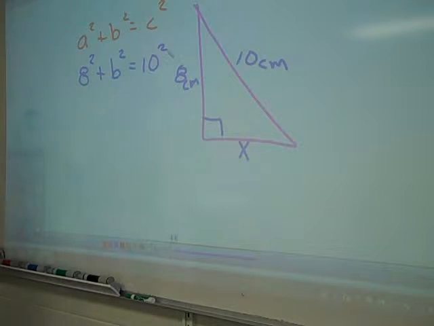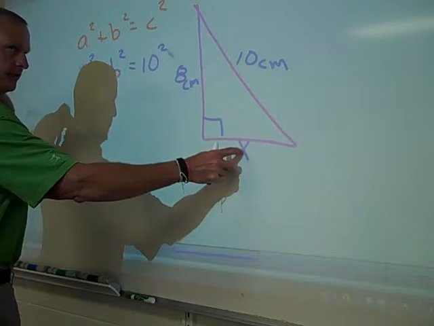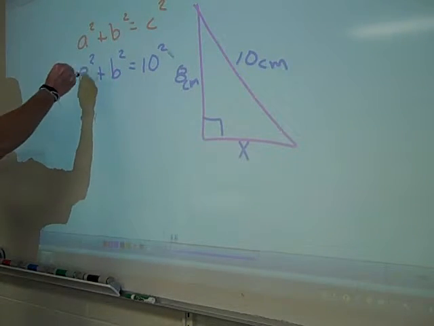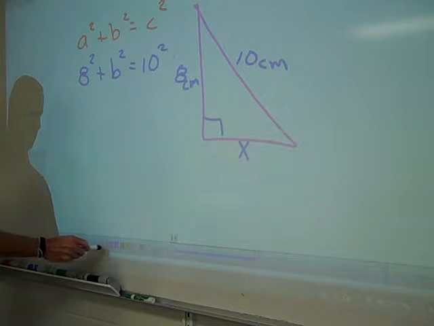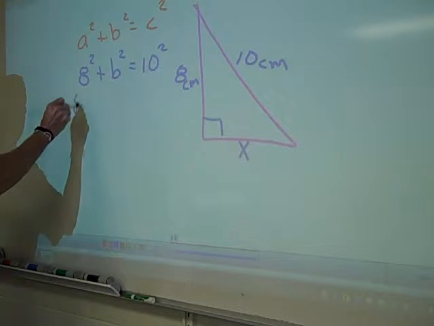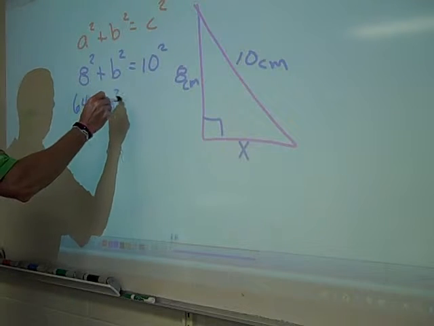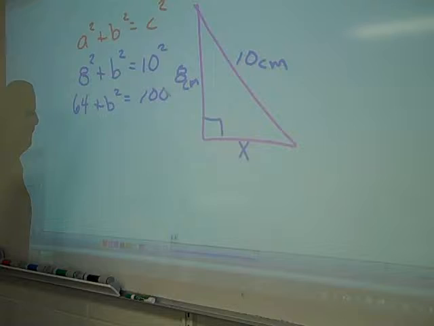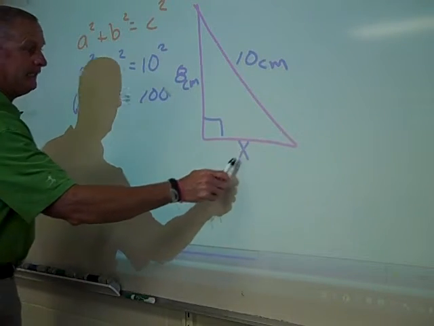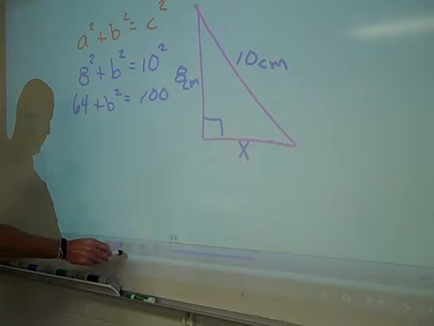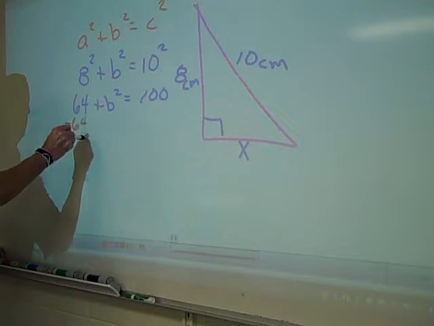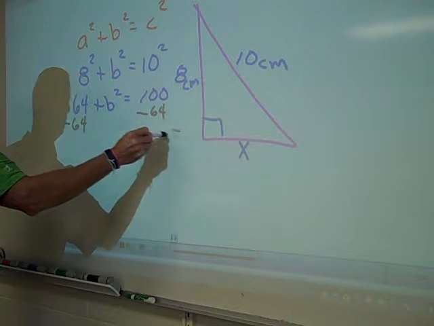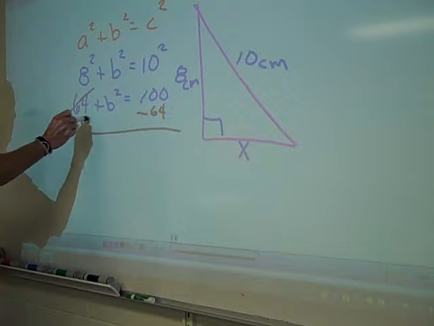I'll stop right there. Make sure that you understand what we're doing. We're trying to find the length in centimeters. So class, what's 8 squared? 64 plus B squared equals 100. We are trying to solve for B, so let's get rid of the positive 64. Subtract 64. Gone, gone.